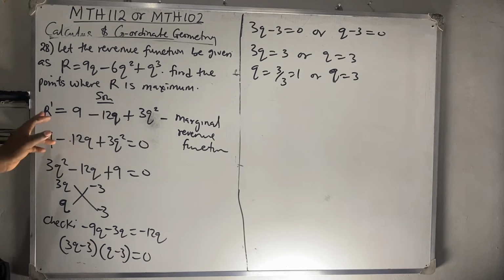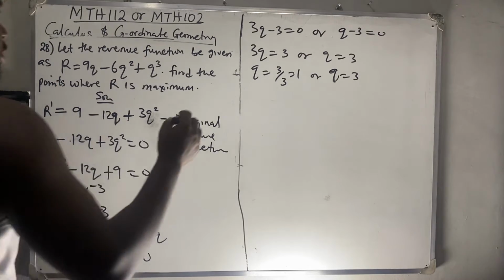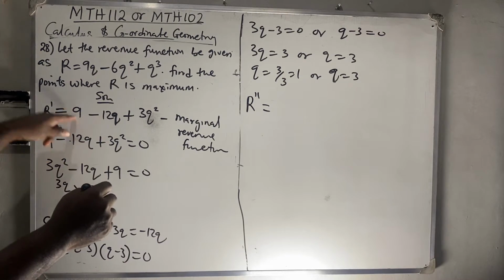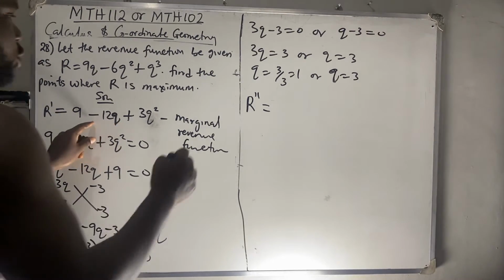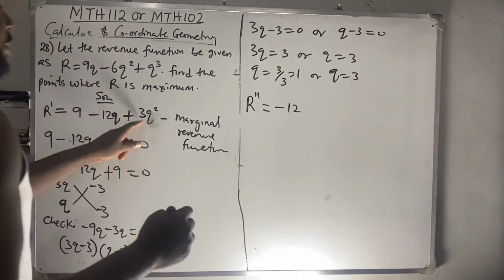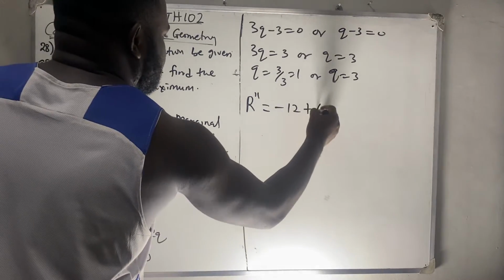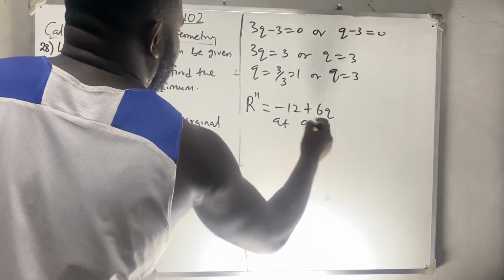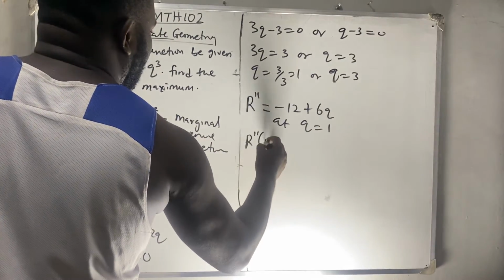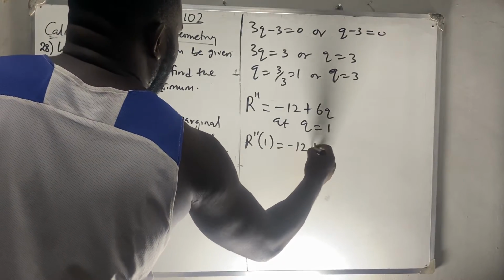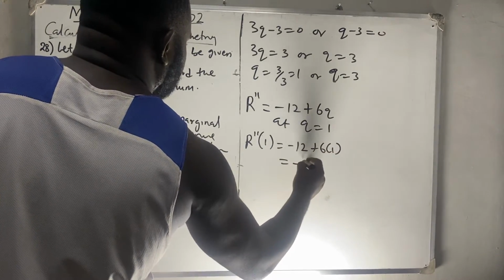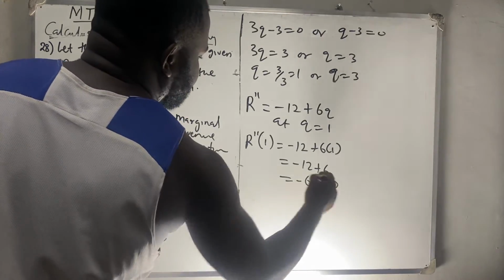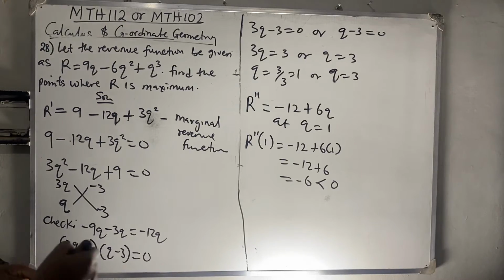So what do we do? We get the second derivative. So the second derivative, which is R prime prime, is to differentiate this one. Differentiation of 9 is gone. Differentiation of minus 12Q will give us minus 12. Differentiation of 3Q squared will give you plus 6Q. So now at Q equal to 1, let us check. R prime prime of 1 is minus 12 plus 6 into 1, which is minus 6. And minus 6 is less than 0. Once you get less than 0, it means maximum.